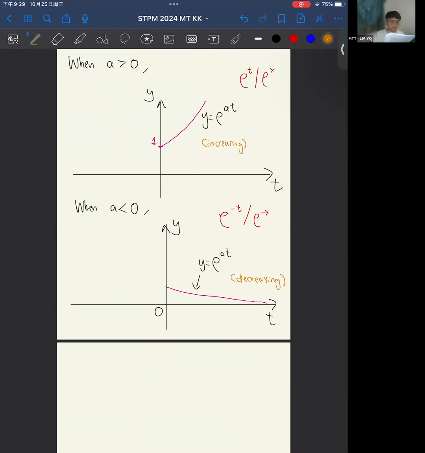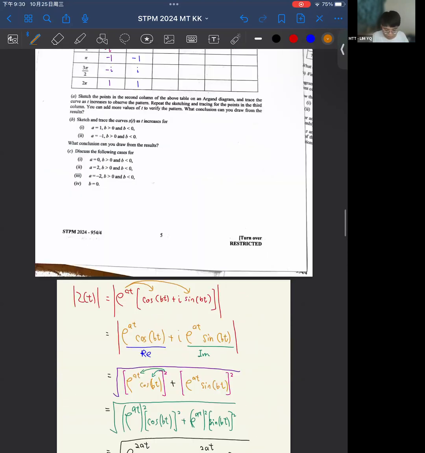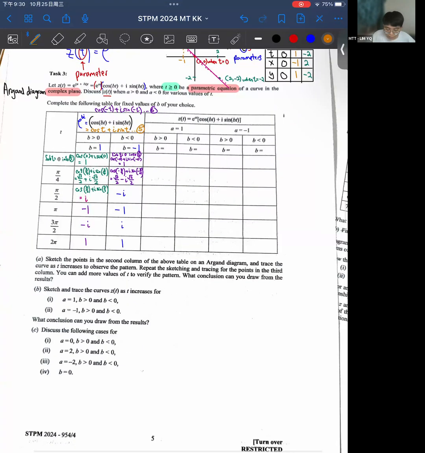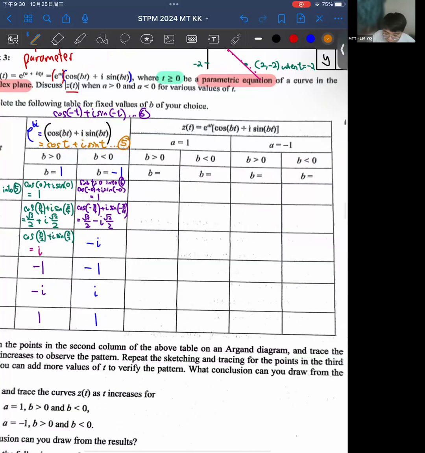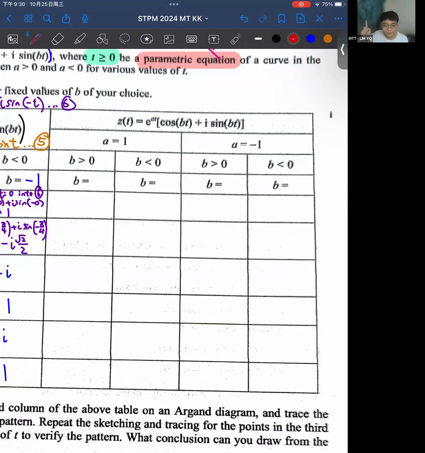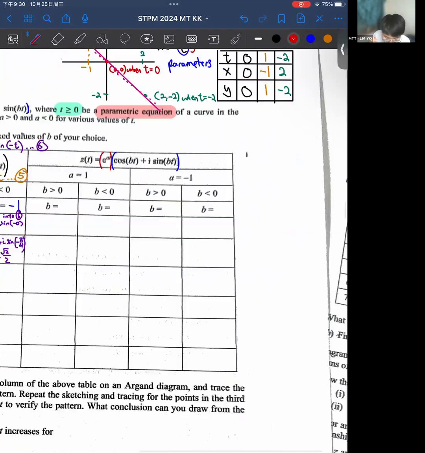Next part. We want to sketch the points in the second column. Wait, have we done already? Okay, we haven't done. We try to plot here the z(t), all the other values. z(t) equal to e^(at) multiplied by this one. The blue color one you already have, but the red color one you haven't got yet.